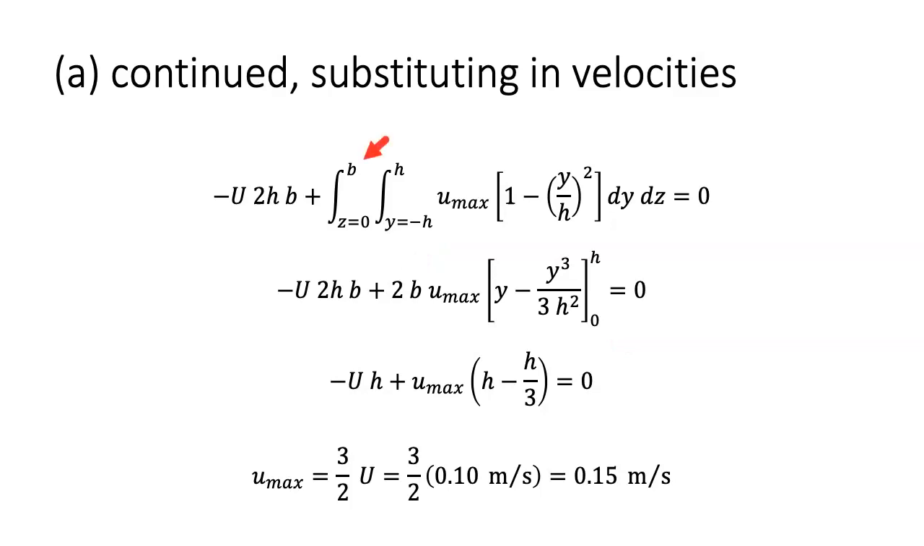We also integrate from z equals 0 to b, which reduces to just b because the velocity is not changing in the z direction. We can cancel the b term as expected for our two-dimensional flow. Simplifying, we get that the maximum velocity is 3/2 times the uniform velocity at the inlet. For our case, that equals 0.15 meters per second.